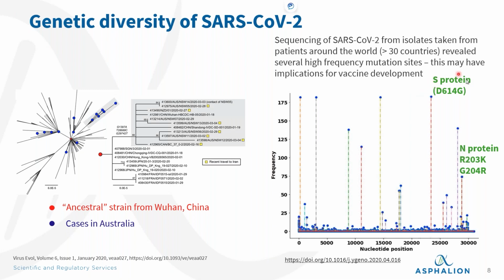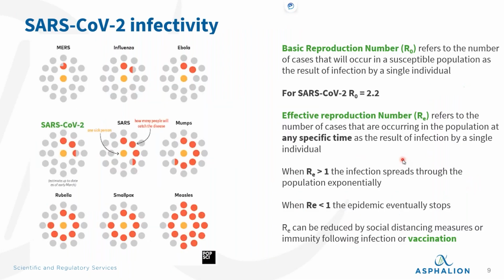So we show here there are positions in the spike protein that are also prone to mutation, and also in the nucleic acid protein. So let's talk now about SARS-2 infectivity.